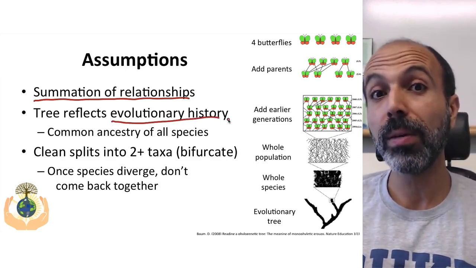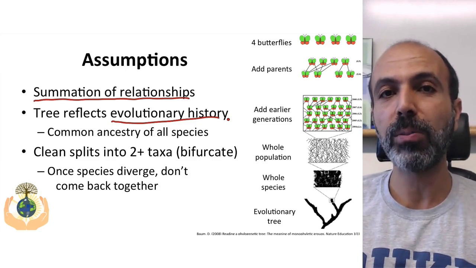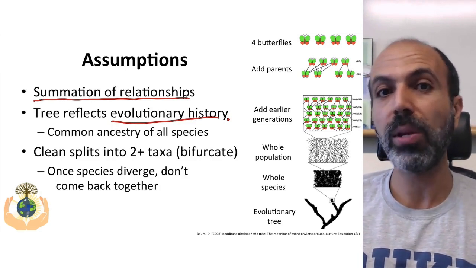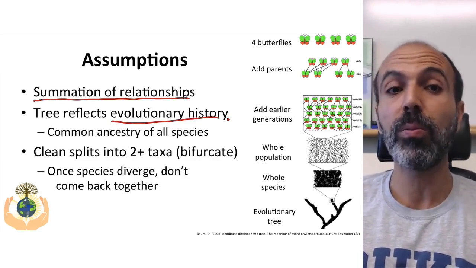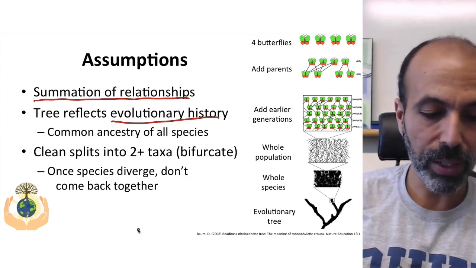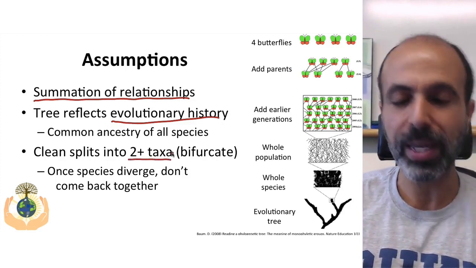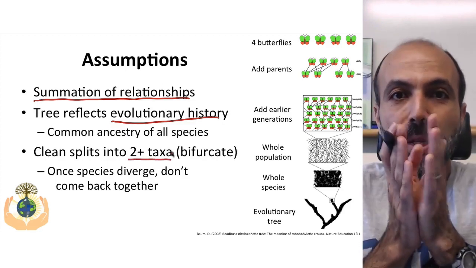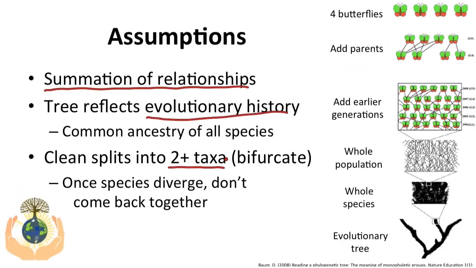We are assuming common ancestry of all the species that are being studied for generating the phylogenetic tree. That is an assumption that we're putting into there. We're assuming that there are clean splits into 2 or more taxa. In other words, the tree bifurcates, it splits. It doesn't have to be just 2. It could actually split in 3 ways all at once. But we're assuming these sorts of splits over time. We're assuming the formation of new lineages. We're also assuming that once species do diverge, they don't actually come back together. Okay?